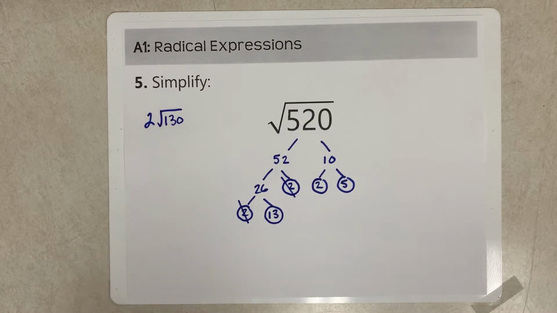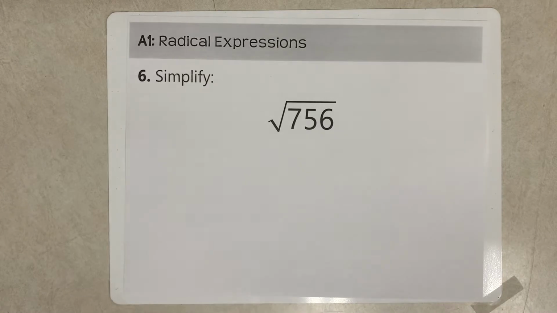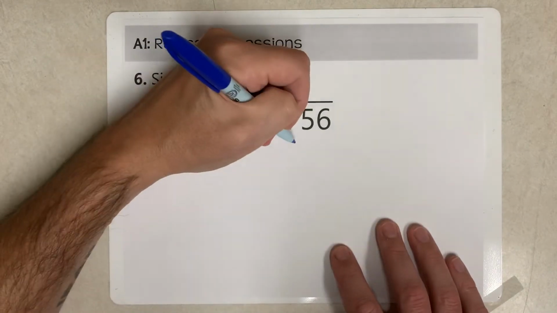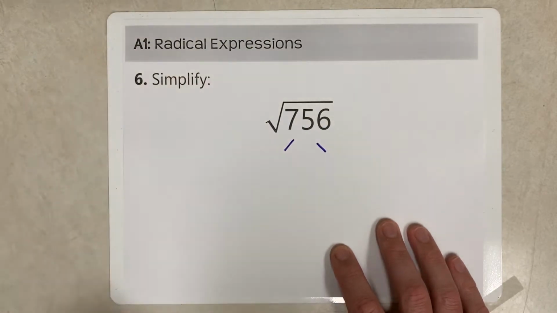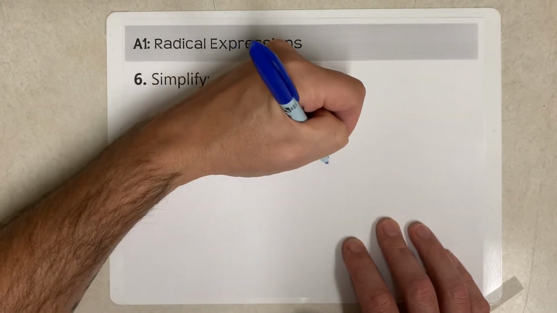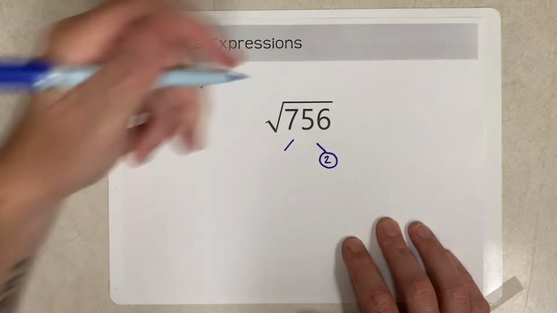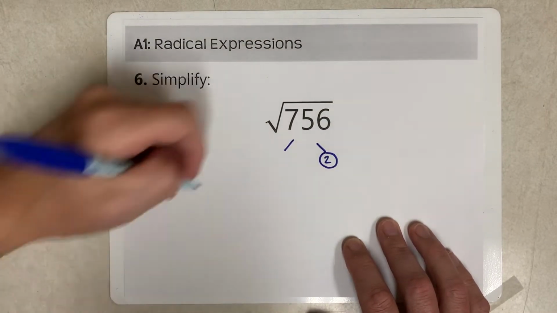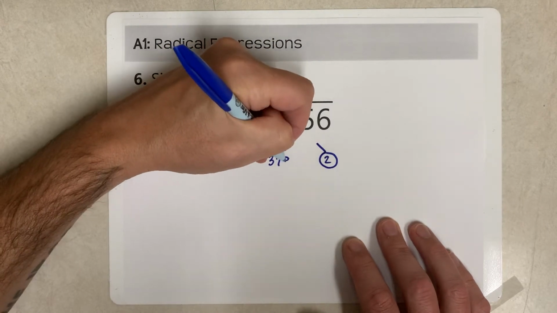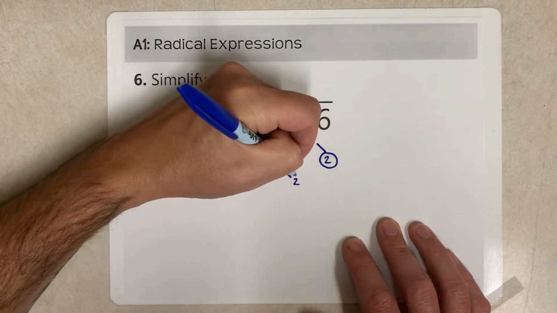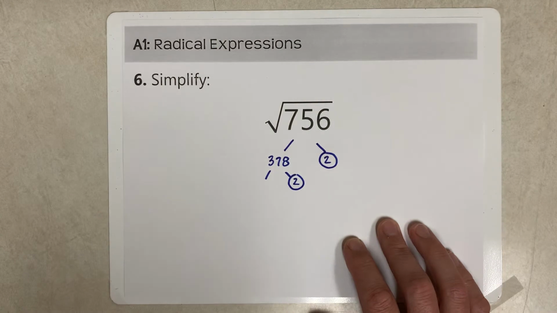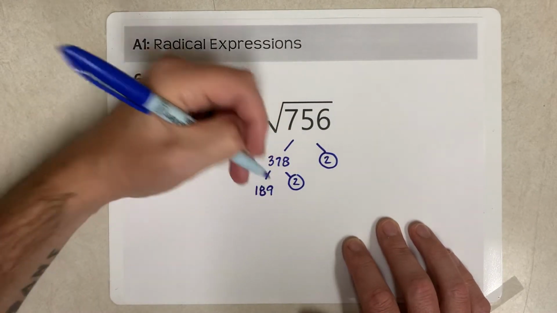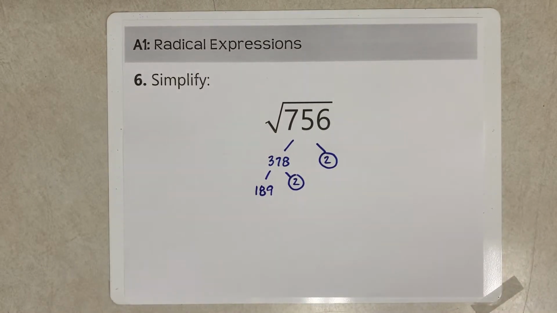It's pretty much done. All right, so here we have root 576, or 756, excuse me. So this time, let's just go ahead and start with 2 just for fun. So we got 756 divided by 2, which is 378. Okay, we're going to do that again. By 2, and we get 189. Okay, so 189, that's a pretty big number.